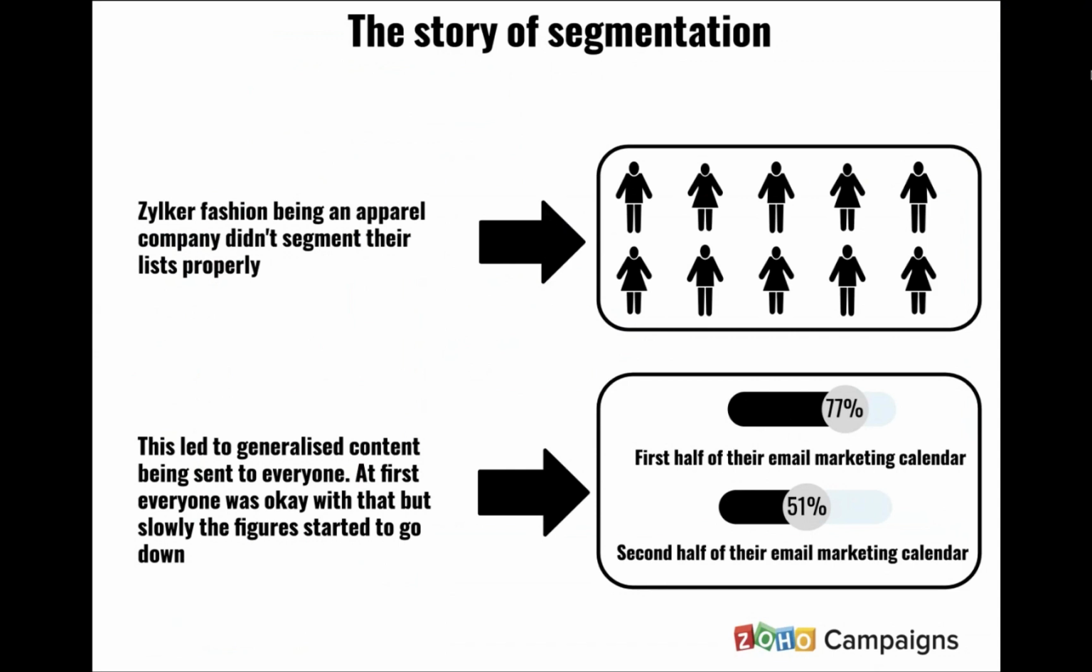So initially it was going well, but eventually when the trend of sending out generalized content became very continuous and consistent, people started to interact less with these emails, due to which, as you can see, there has been a dip in the sales figure. The first half of the email marketing calendar shows 77% sales, while the second half shows only 51% sales. So there is a definite dip.